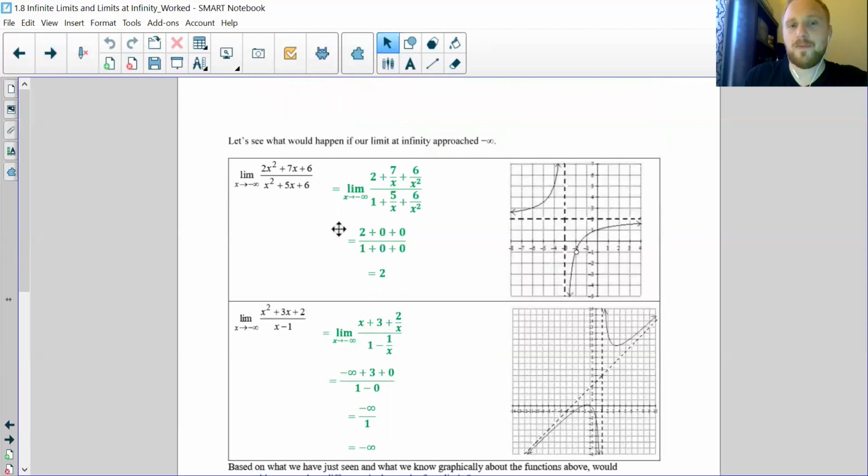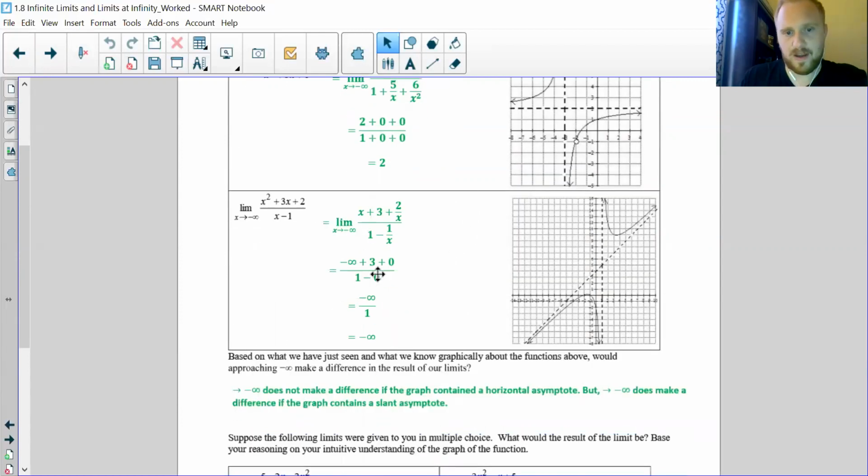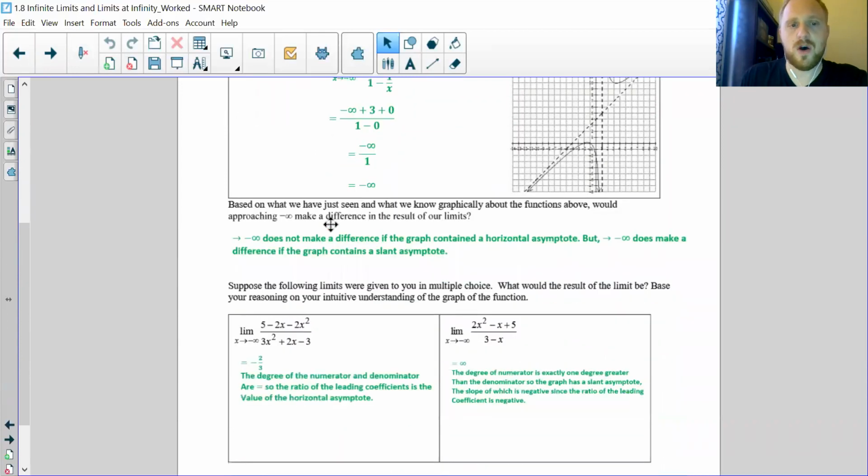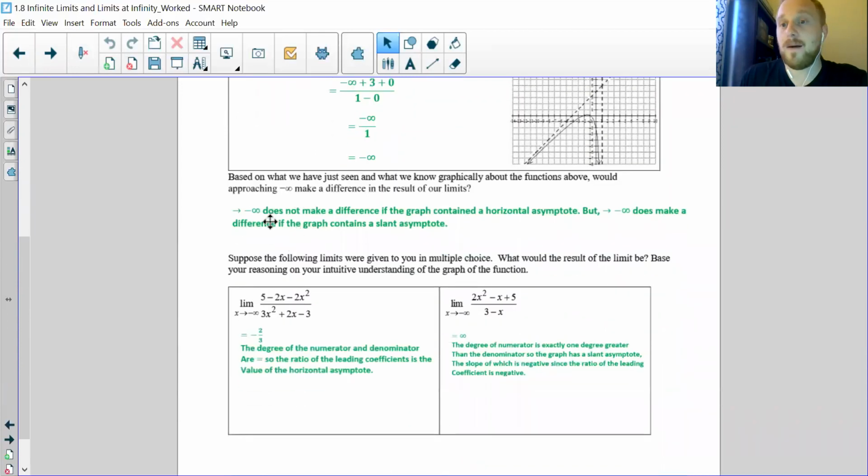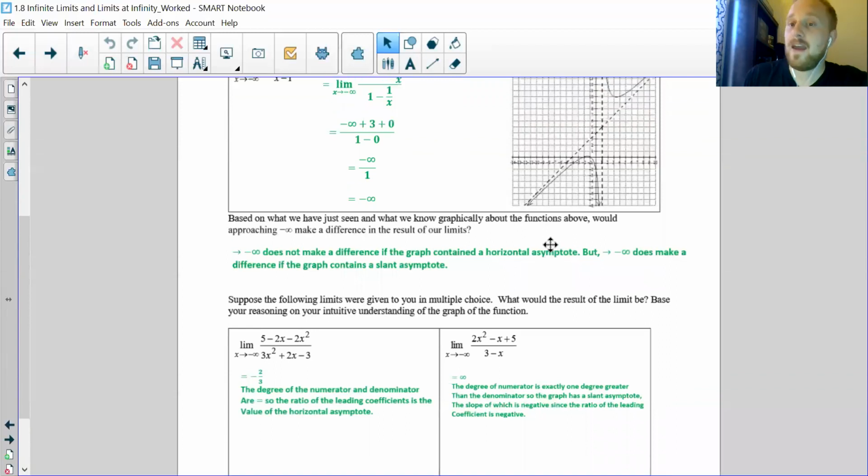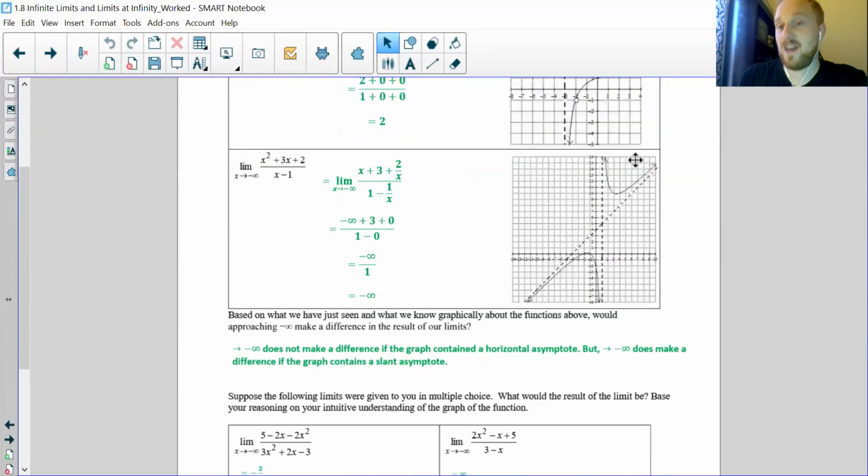Okay, here's some more examples, but this time with negative infinity. All you're doing is just plugging in negative infinity into all of these, and they're obviously going to give you 0 each time there is a variable of x in the denominator. Same thing with this. So if our x is approaching negative infinity, it does not make a difference if the graph contains a horizontal asymptote. But as we approach negative infinity, it does make a difference if the graph contains a slant asymptote.